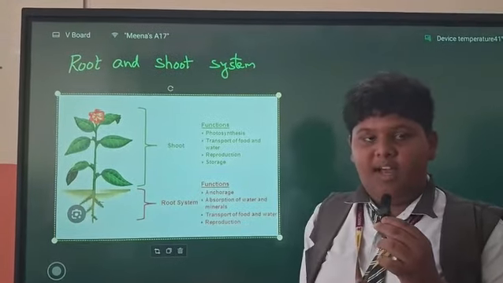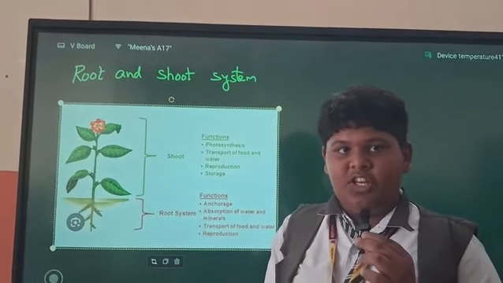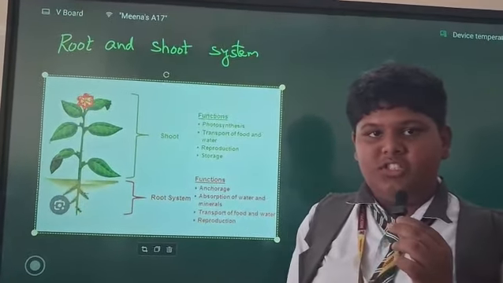Good morning, ma'am. I am Ayush from 6th class. Today I am going to explain about root system and shoot system.